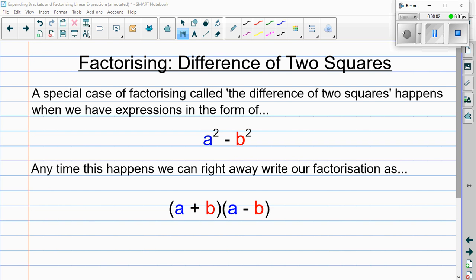All right, so now we're going to do factorizing quadratics using a difference of two squares. This is a special case of factorizing that we saw come out of doing our double bracket expansion, and it happens when we have something in the form of a squared minus b squared.